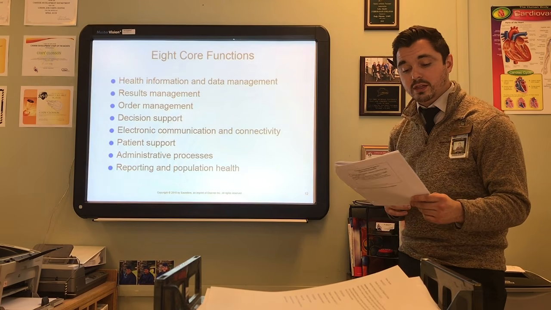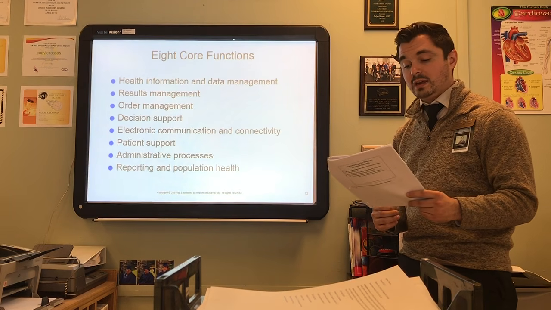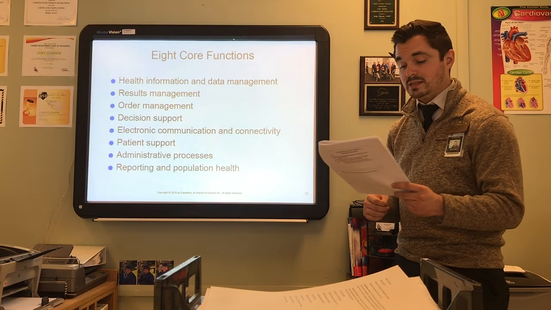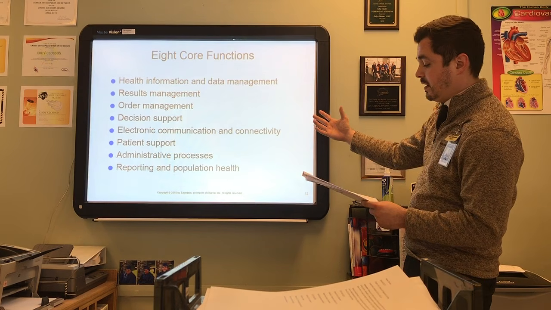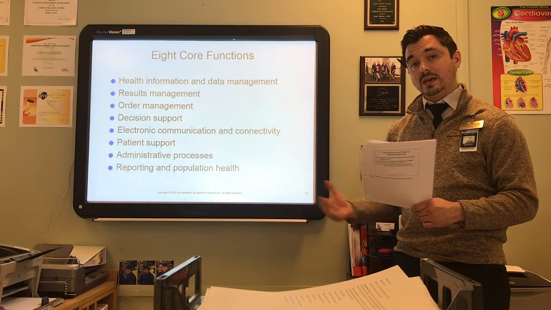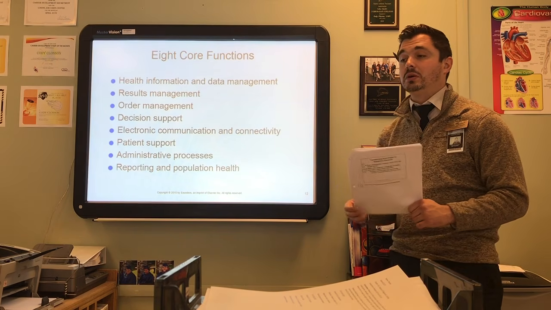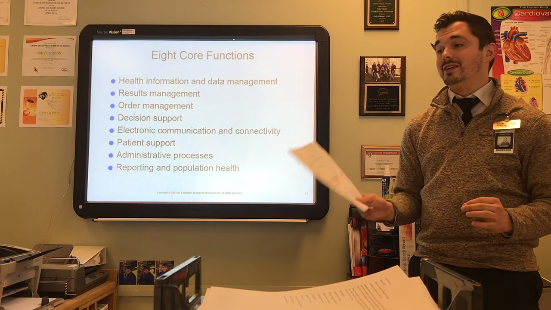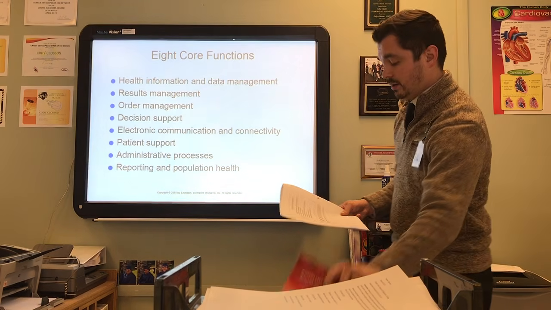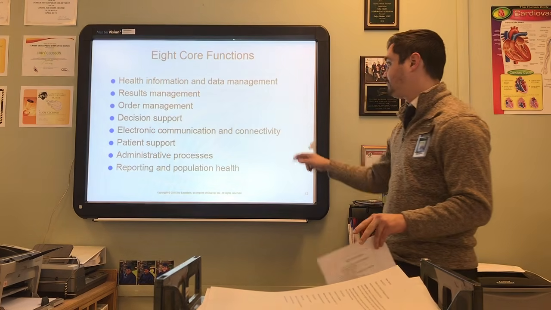But in 2003, the U.S. Department of Health and Human Services, or DHHS, asked the Institute of Medicine to create a set of standards for EHR systems. In response, the IOM, or the Institute of Medicine, outlined these 8 core functions of an EHR system. All right, and that's health information and data management. You have results management, order management, decision support, electronic communication and connectivity, patient support, administrative processes, and reporting and population health. So what I want you guys to do is look on page 10 in your electronic health records textbooks for more details on each of those 8 functions and really educate yourself on these points, okay?